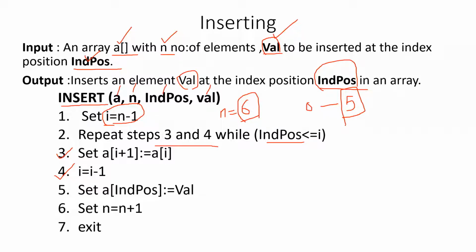I'll show you with the animation so that it will be a little clearer. Each time, before executing these two steps, we have to check whether the index position, the position at which the new number has to be inserted, is lesser than or equal to I. Right?